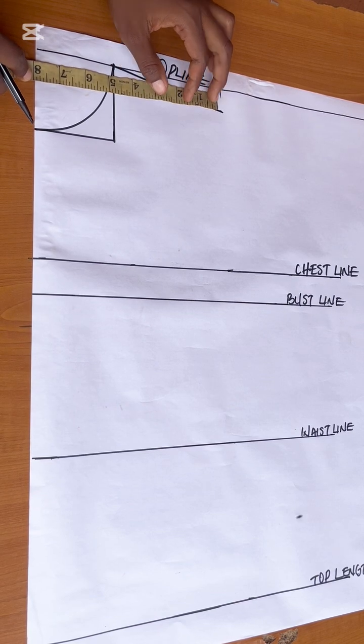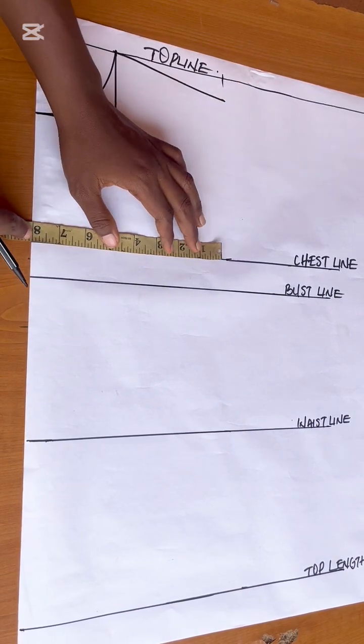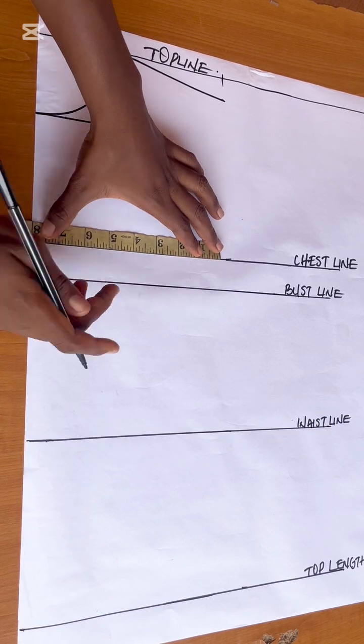So the next thing I'll be doing is to bring down that 8 I have down on the chest line, and then I'm just going to mark it.